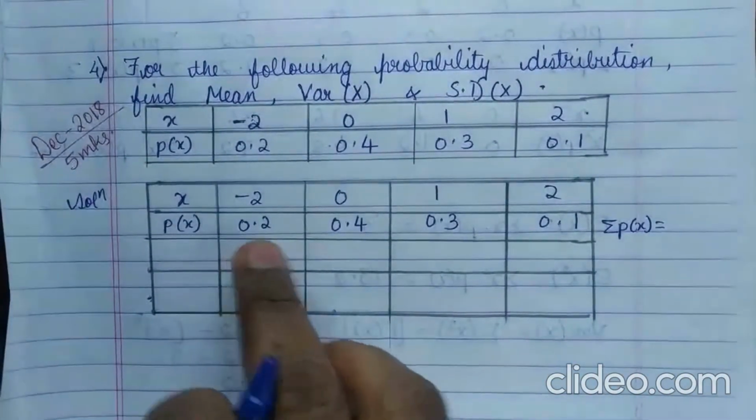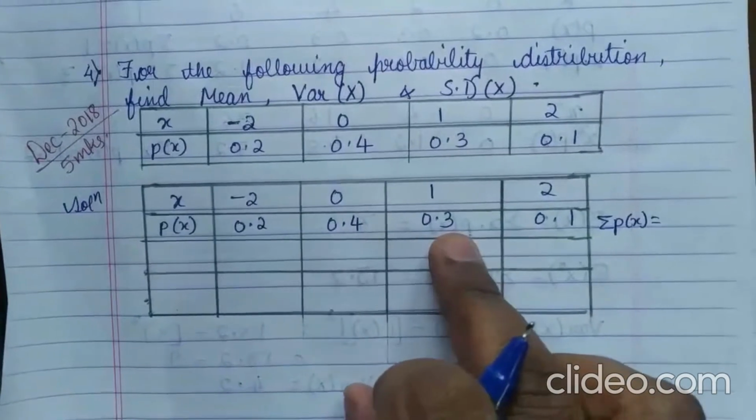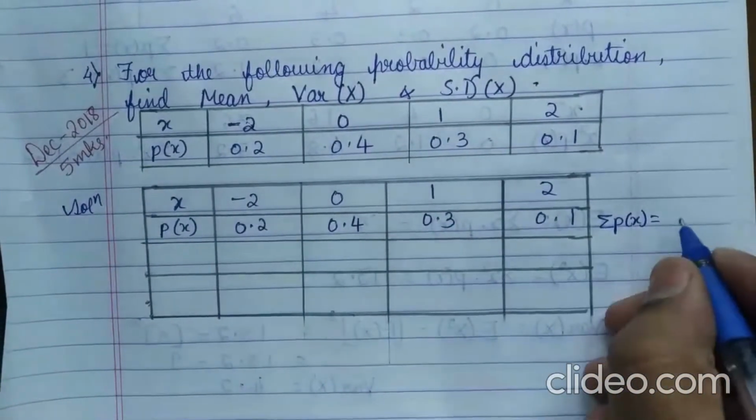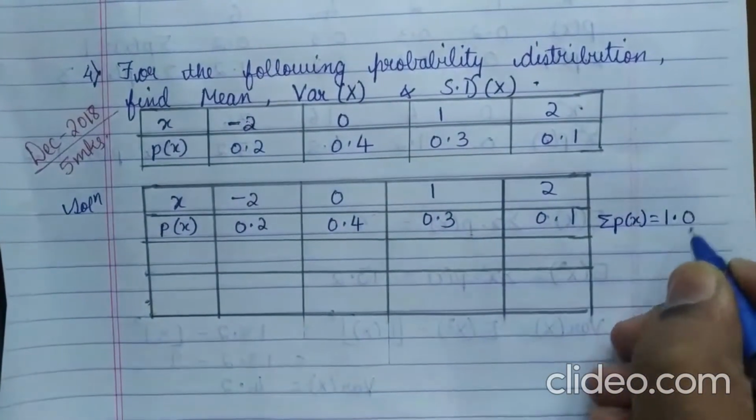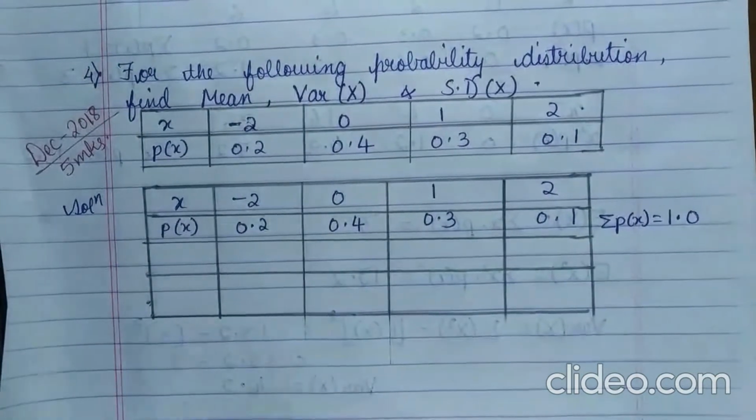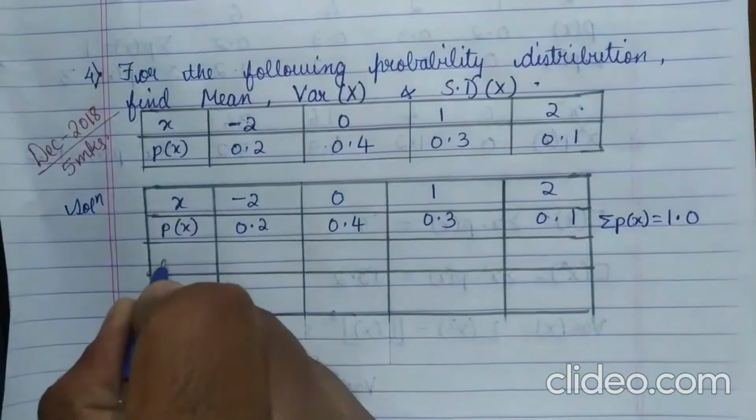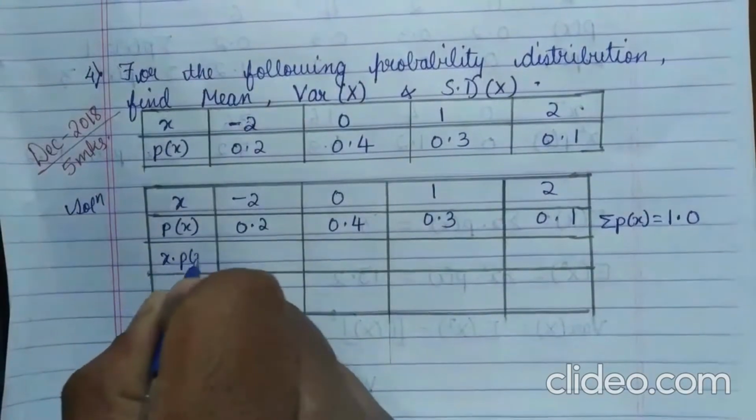So we'll just add: 2 plus 4 is 6, 6 plus 3 is 9, plus 1 is 10, so 10 by 10, we'll get 1. So it is equal to 1, so it is right. The next step is x into p of x.